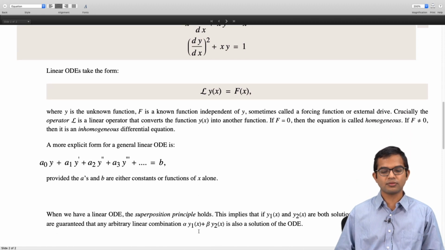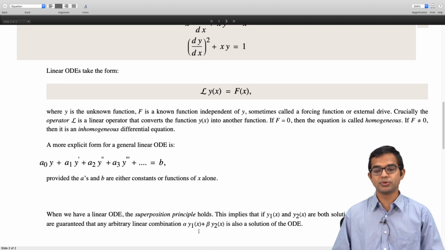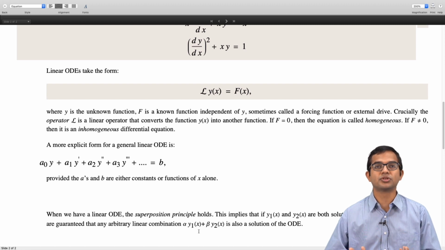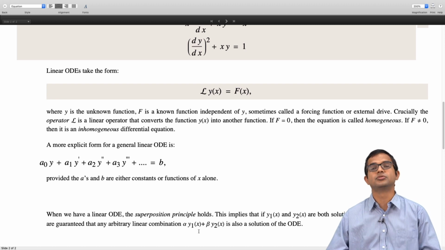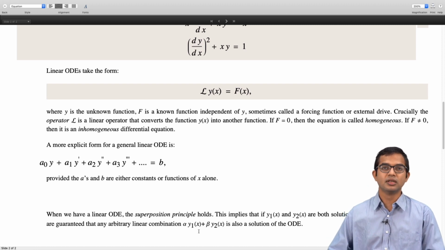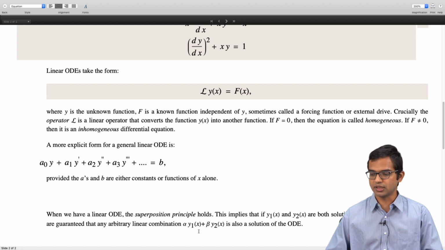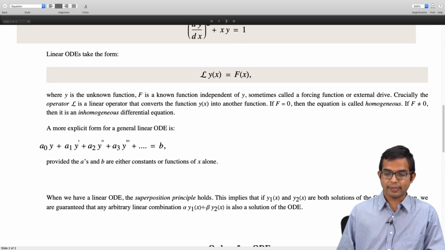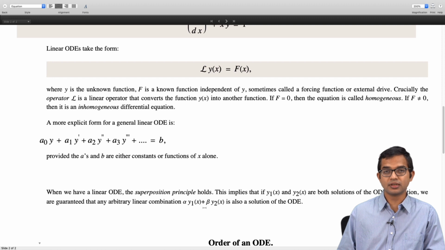So when you have a linear ODE, the superposition principle holds, which means that if you can find two different solutions, then an arbitrary linear combination of these two solutions is also a solution of the ordinary differential equation, right? This will break down if there is any nonlinearity in y, as you can take up some simple example and check for yourself. So the thing about linear differential equations is that superpositions of solutions are also solutions. It's a key aspect of linear ODEs.